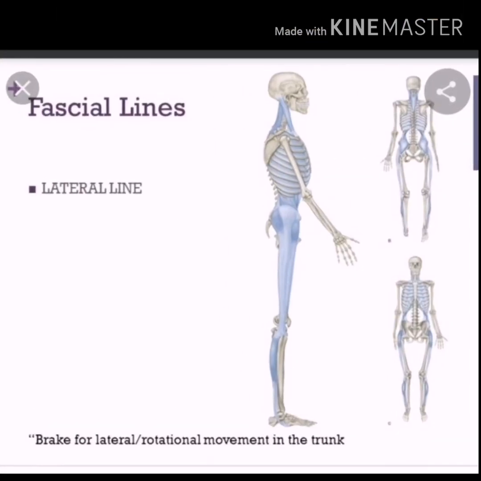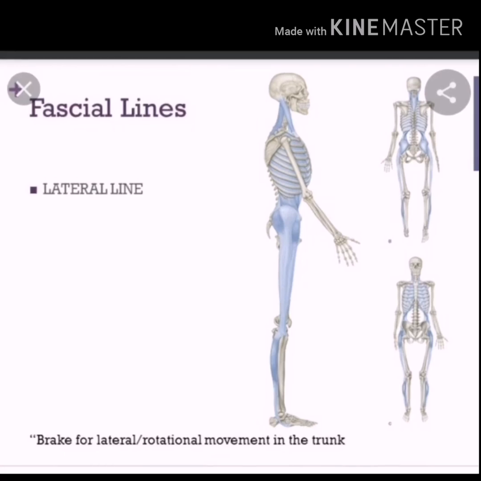Next, the lateral line. The lateral line runs from the mid-lateral aspect of the foot up the lateral aspect of the leg and pelvis, crisscrosses underneath the rib cage, and goes up the lateral neck where it attaches behind the ear.